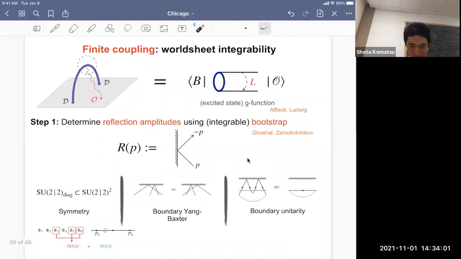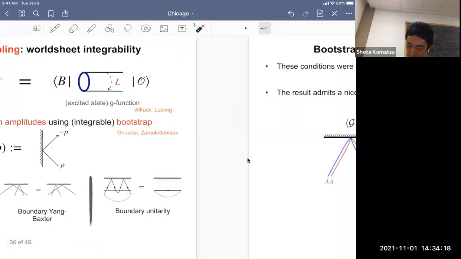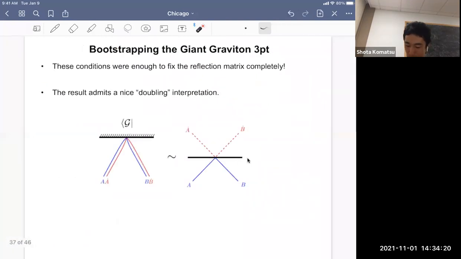And you can do it by imposing several consistency conditions, which is often called integrable bootstrap. One of them is what I just explained, the boundary Yang-Baxter equation. The other ones are symmetry of the problem. And also there is what's called the boundary unitarity condition, which I don't have time to describe. But the point is that these conditions were actually enough to completely fix the reflection matrix.